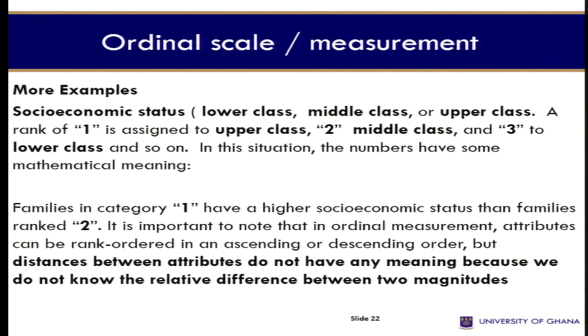It is important also to take note that in ordinal measurement, the attributes can be rank ordered in an ascending or descending order. But the distances between the attributes do not have any meaning because we do not know the relative differences between the two magnitudes. Let's use one example to illustrate this.